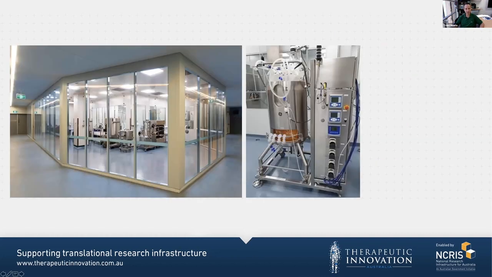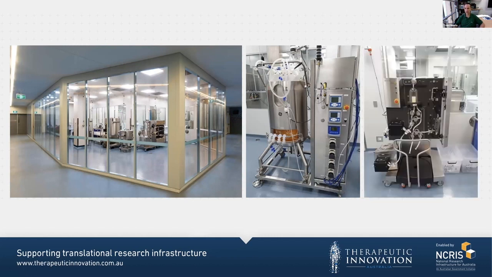So this is what the facility looks like. So there's a very nice viewing corridor. You can walk around, so that's ideal for training. You can look right into the facility. This is just an image of one of the bioreactors they have down there. And that's one of the downstream skids.